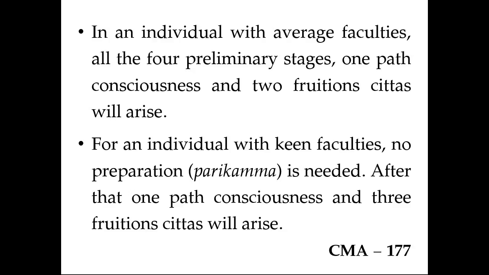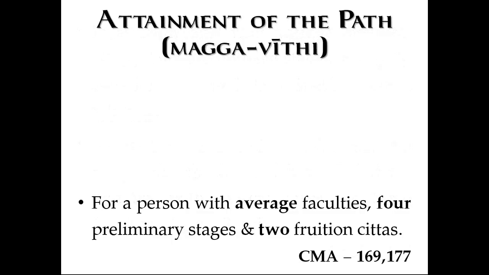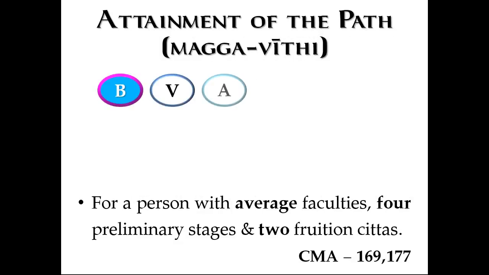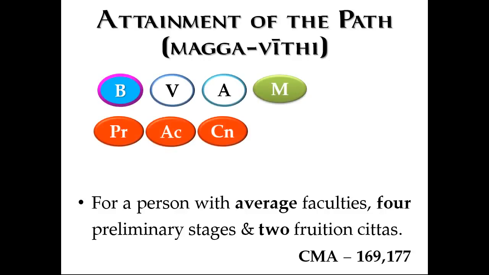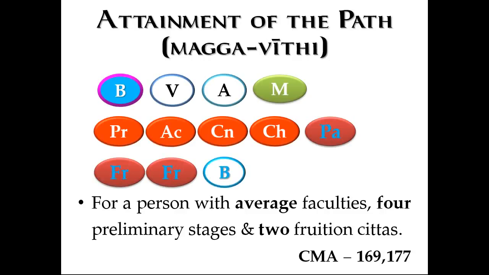You can look at page number 177. If you look at this, it is much easier. For the average passing, four preliminary stages and two fruition cittas. Bhavanga, vibration of Bhavanga, arrest of Bhavanga, mind-door advertence, preparation, access, conformity, and change of lineage, and path consciousness. Then two phala cittas, then Bhavanga. So when you attain Magga Citta, it will go like this.